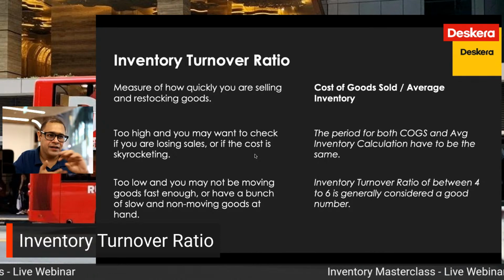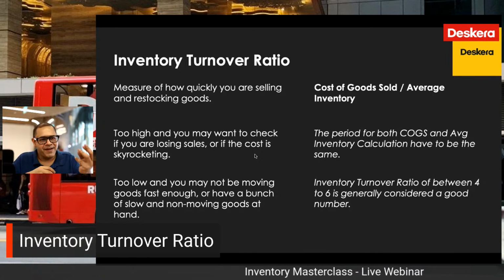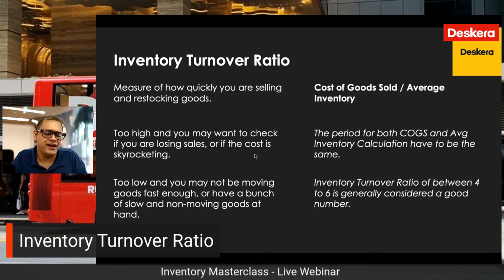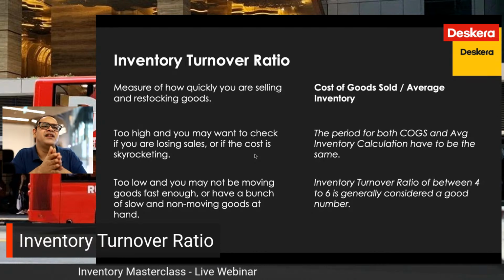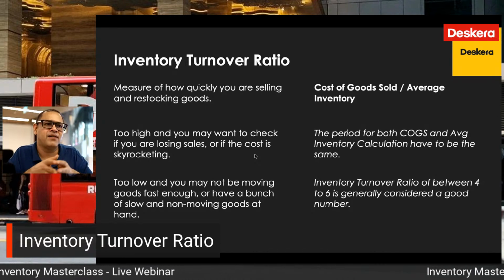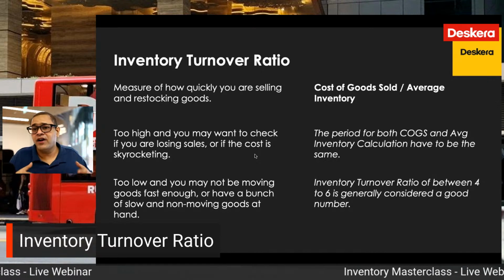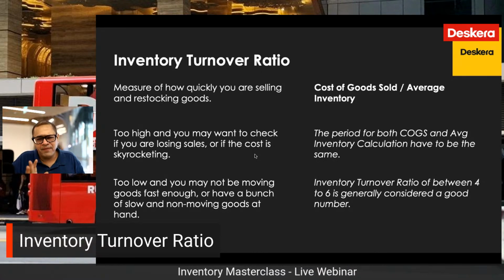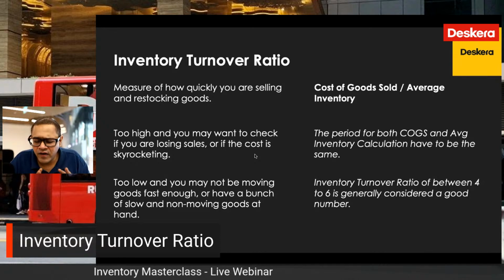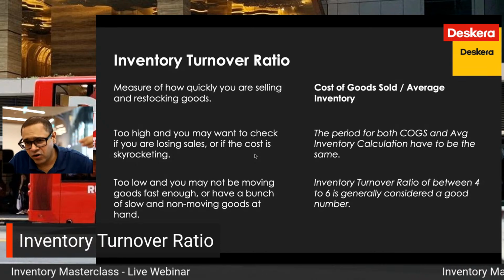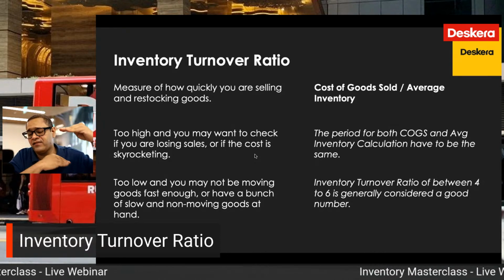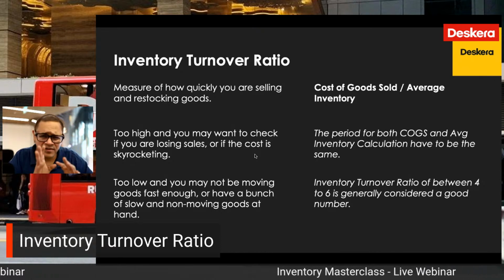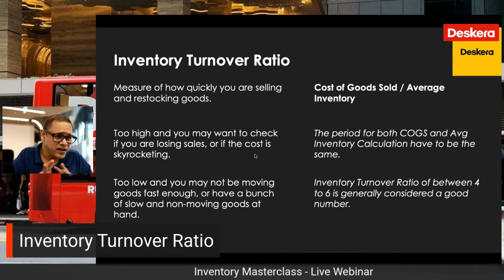Correct. Cost of goods sold is basically a measure of how often you are selling items, right? And obviously, this is for a certain period. So you want to look at this number for a month or a quarter or a year or something similar, right? And typically, an inventory turnover ratio, which is cost of goods sold divided by average inventory, as long as it is between 4 and 6, it is considered good.